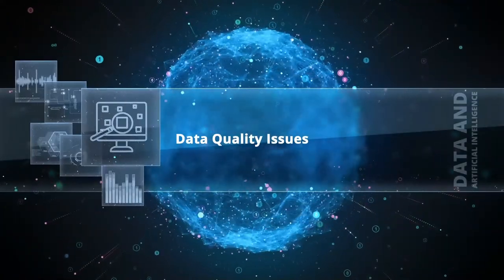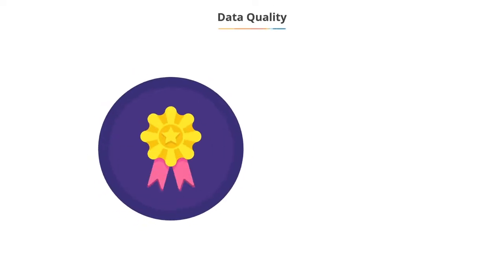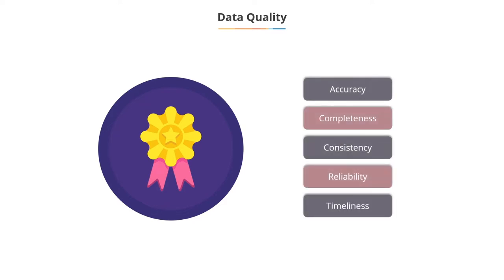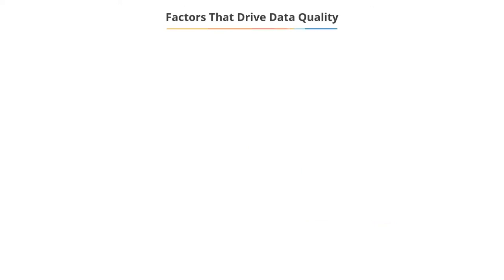Data quality issues. Data quality refers to the degree or extent of accuracy, completeness, consistency, reliability, and timeliness of data available to users for analysis. There are various factors that drive data quality. Some of them are as shown on the screen.